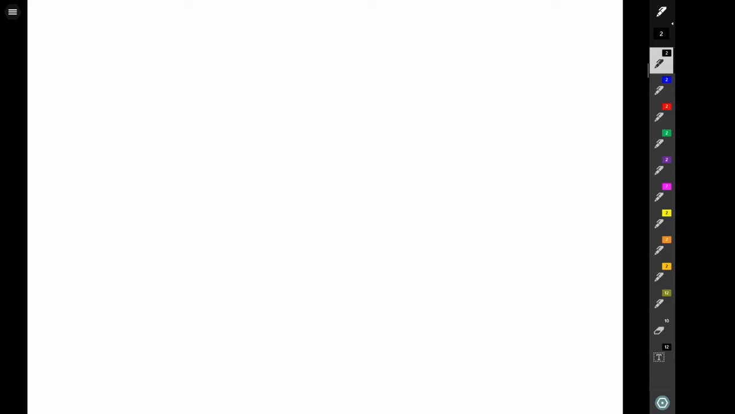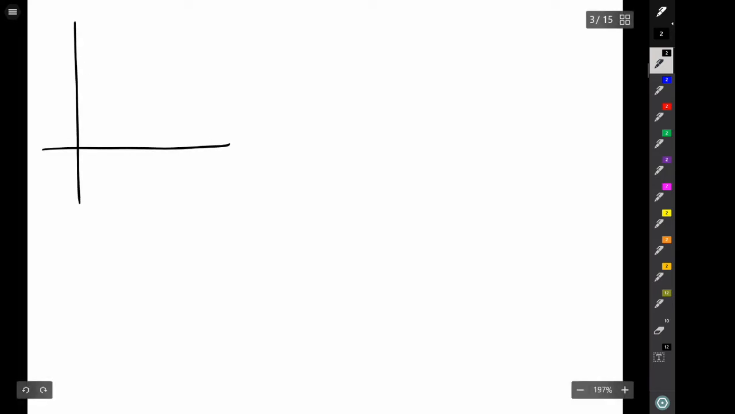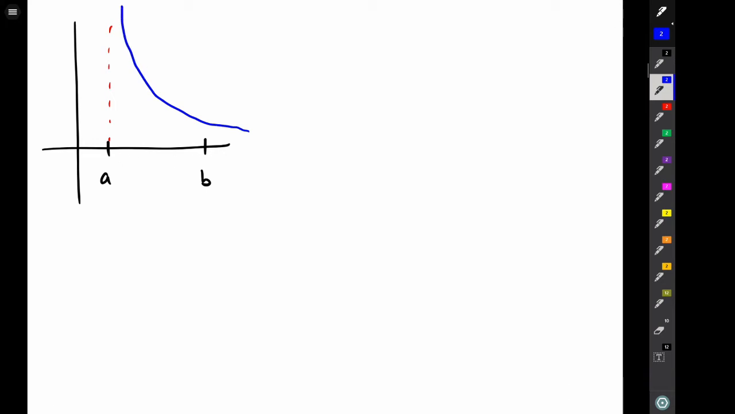All right. So now let's look at the other type of improper integral, where the function is unbounded on the interval. And this can happen in a couple of different ways. For example, we could have a function like this. Let's say here's a and here's b. We could have a function that has, say, an asymptote here at a, and we want to integrate from a to b.